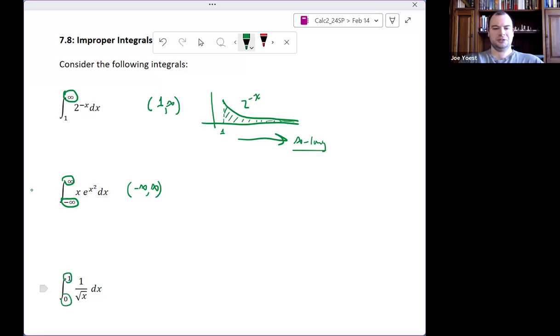I mean, integral 0 to 1, that's a bounded interval on the x-axis. But 1 over root x, that's going to look more or less like 1 over x. It has this asymptote going up the y-axis. So this area is going to have kind of a region of height that's going off to infinity. So this is, in a sense, infinitely tall.